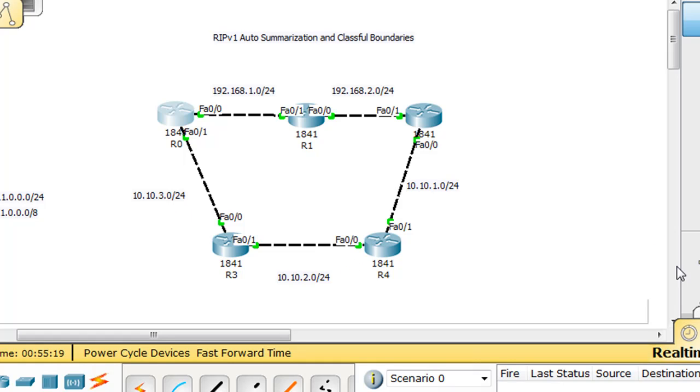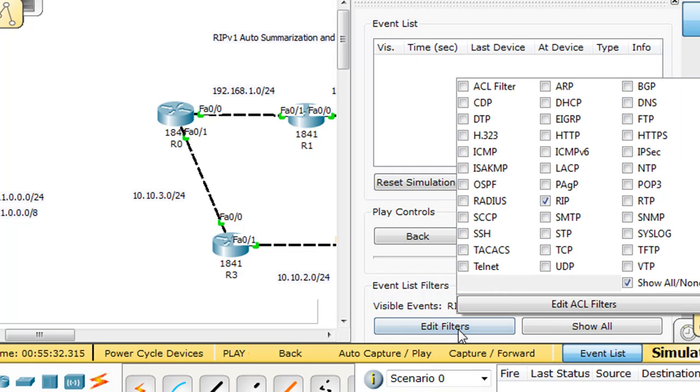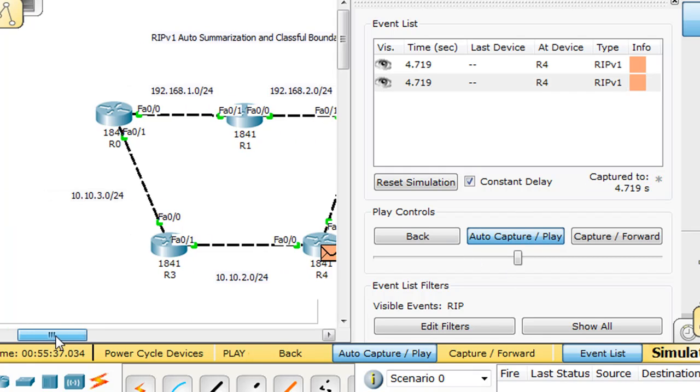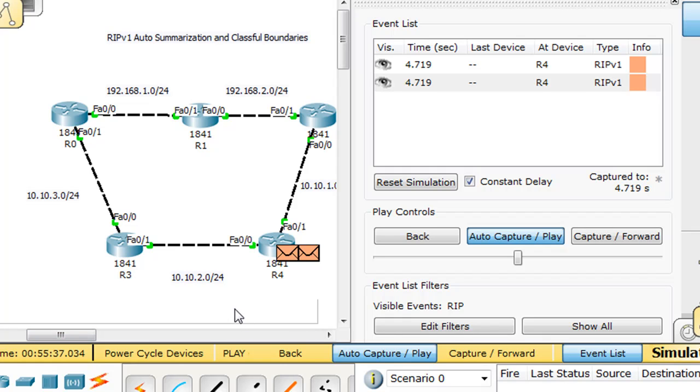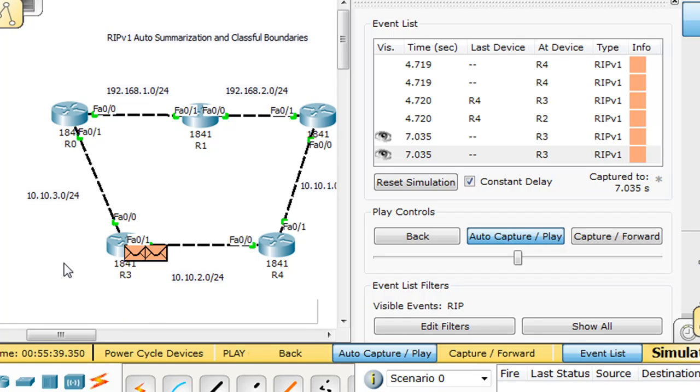And the other thing that we can do is go into simulation mode here, and we can see it happening. So we go into simulation mode, and we edit filters, and we make sure RIP is the only thing checkmarked. You can show all here or none, and then checkmark RIP, right? And then you can press auto capture, and we can see it happening. So there we go. There's a packet being sent from R4 to R3. And now it's going to get sent again.